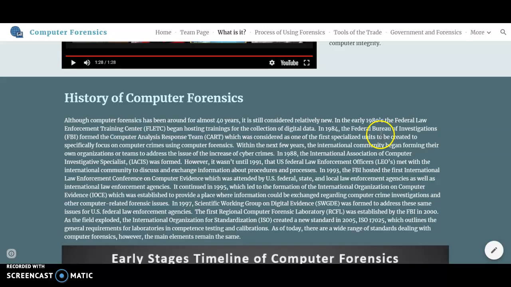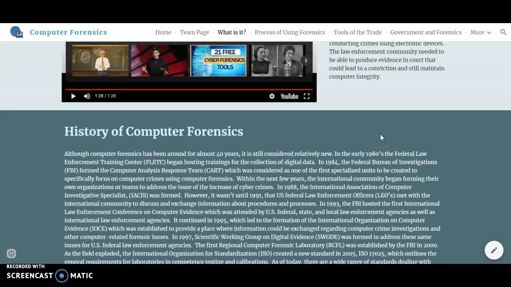They needed a way to be able to provide evidence for court purposes for prosecution of these criminals, but they had to maintain the integrity of the evidence. And with computers, they learned that it was pretty easy to change that. So they had to develop a way that processes and procedures could be in place so that they could do it without harming the evidence.